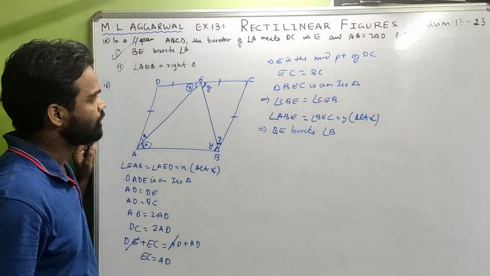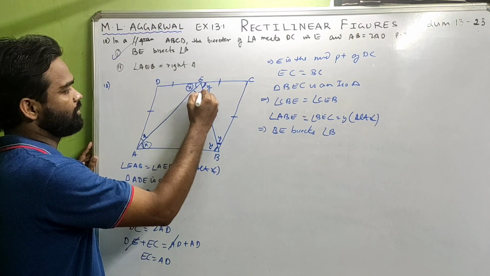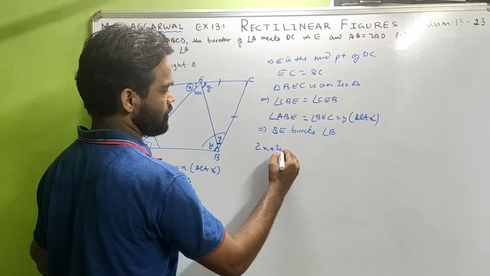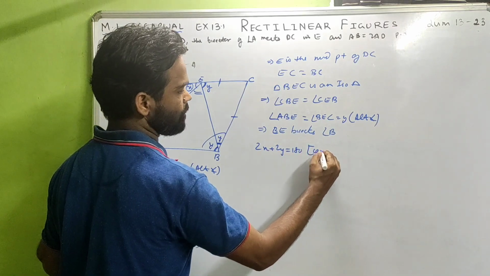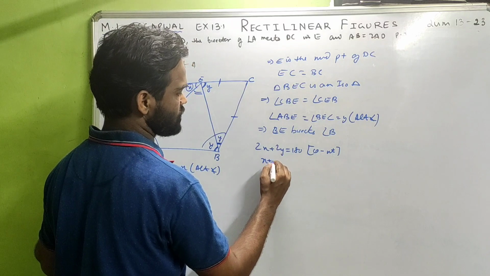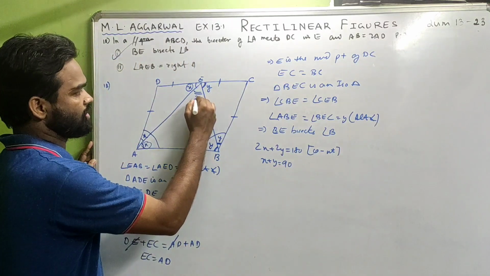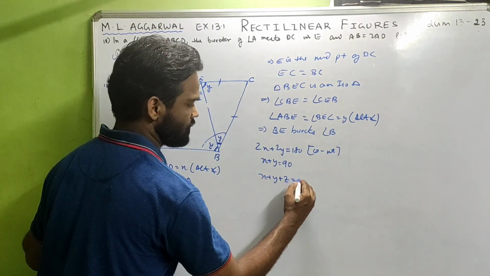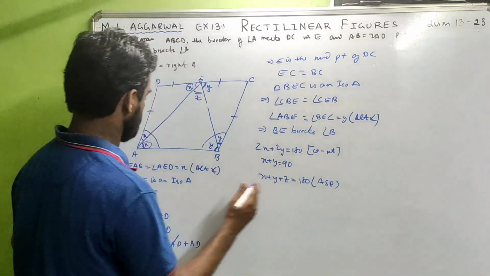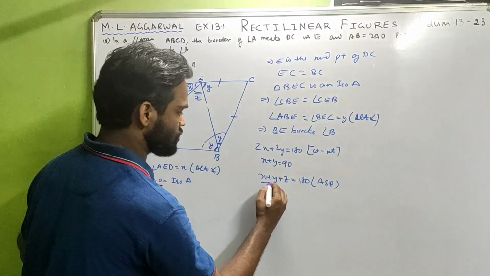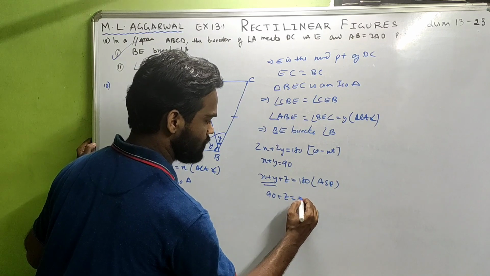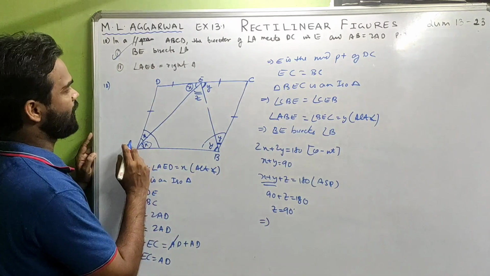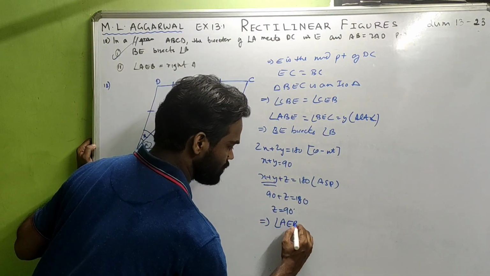Done. Now you need to prove this angle is 90 degrees. Very easy. 2x plus 2y is 180, co-interior, which means x plus y is 90. Suppose this angle is z. Now x plus y plus z is 180, angle sum property in triangle AEB. x plus y is 90, so 90 plus z is 180, which means z is 90 degrees, which implies angle AEB is 90 degrees.